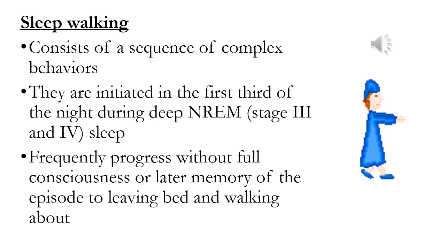Sleepwalking. So this is just a sequence of very complex behaviors apart from walking itself. But what we observe is that it is initiated in the first third of the night during non-REM. So that is stage 3 and stage 4 of non-REM. And then you frequently progress without having full memory of what is going on. So you leave your bed and you walk about and do several other things that you might have no recollection of.